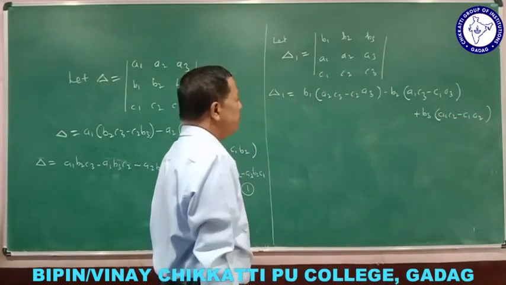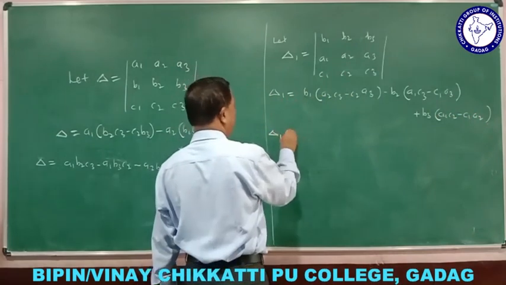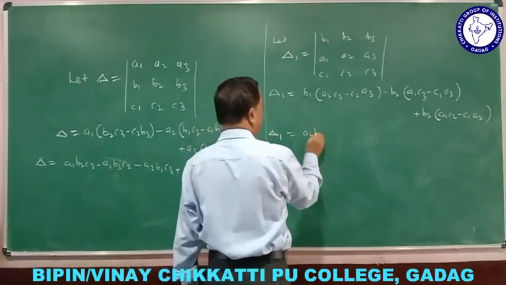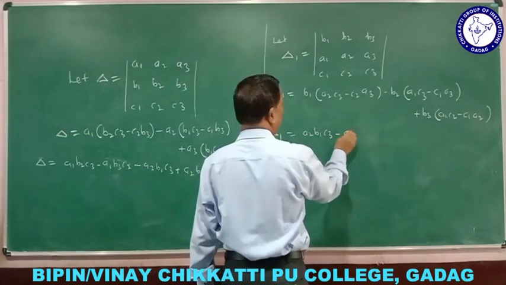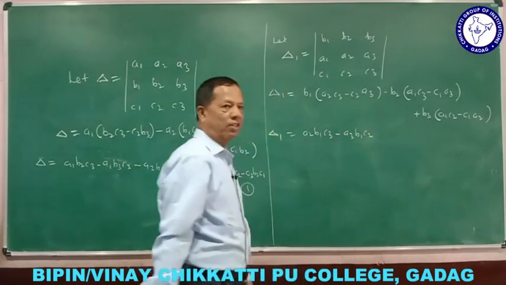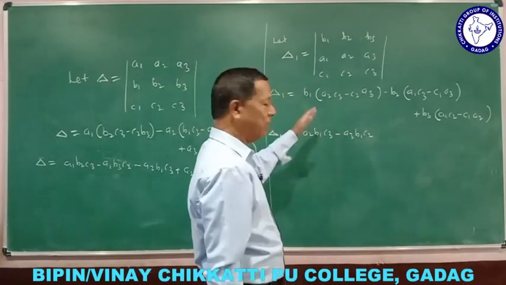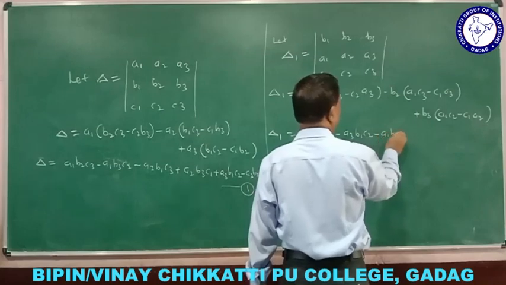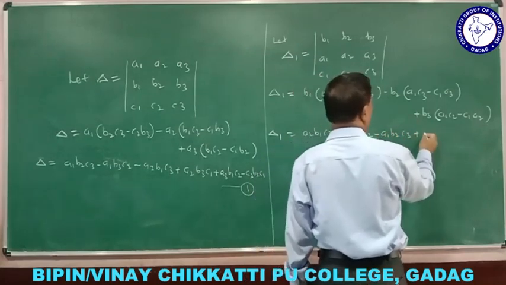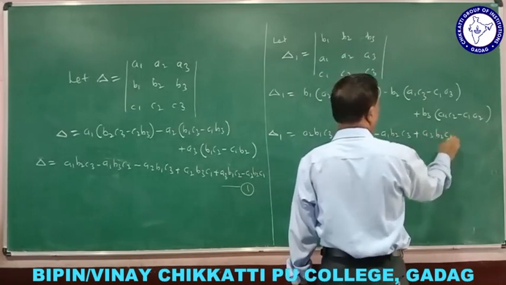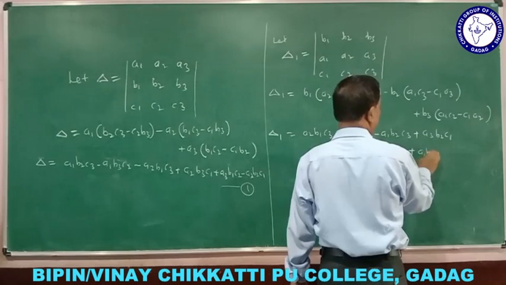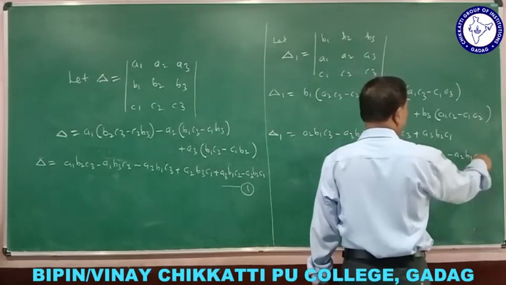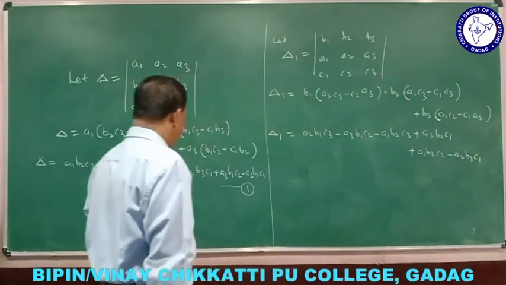You have to understand this value. Delta 1 is equal to, in alphabetic order, which we write for convenience's sake: A2 B1 C3 minus A3 B1 C2, minus A1 B2 C3, plus A3 B2 C1, plus A1 B3 C2, minus A2 B3 C1. Alphabetical order is considered only for convenience, not as a rule. Correct or not? But here you cannot compare yet.